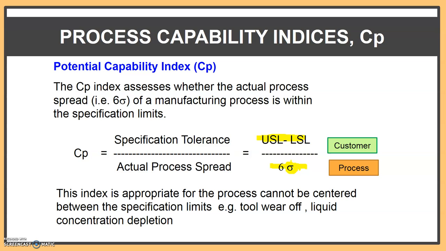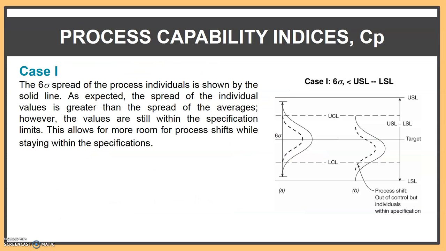So the index for this capability will be illustrated in 3 cases. Case 1 is when your process tolerance is lower than the customer tolerance. That means the 6 sigma of the process, shown by the solid line, is inside the customer tolerance, between the USL and LSL. That means this is a capable process.